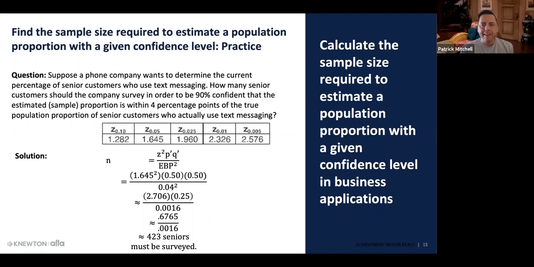So 0.6765 divided by 0.0016 does not come out to the number that they had there originally. It actually comes out to about 422.8, which we would round up, not because it's a 0.8, but because you always, always, always round up. Even if it had been a 0.1, I would have rounded it up. So at least 423 seniors should be surveyed in order to get a 90% confidence interval that gives me a population proportion within 4 percentage points of my sample proportion.